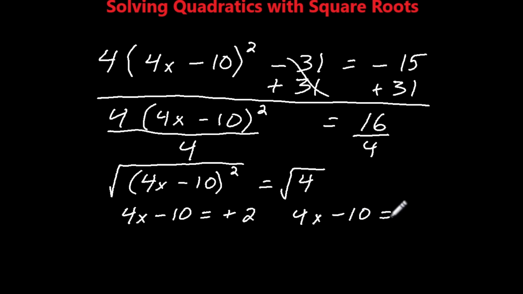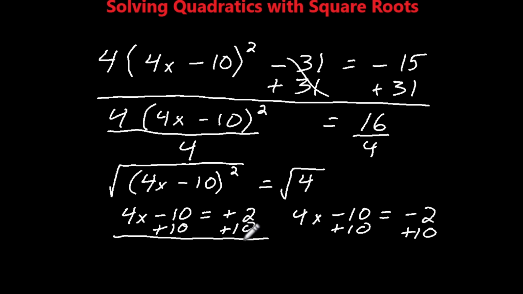and 4x minus 10 equals negative 2. Now it's a two-step equation, so I'll solve it first by adding 10 to both sides of both of them. On the left, bringing down the 4x, I have 12. Dividing both sides by 4, I get x equals 3.